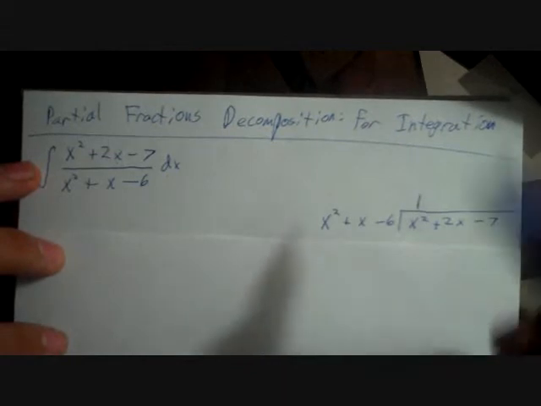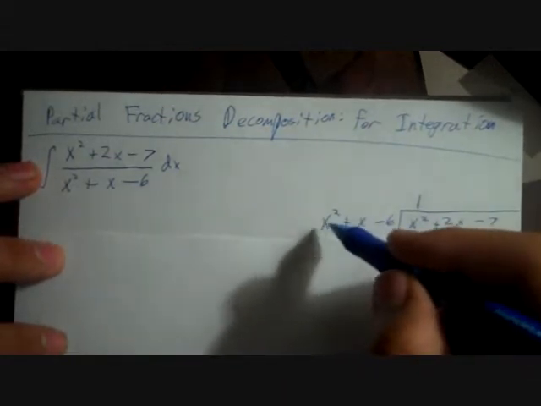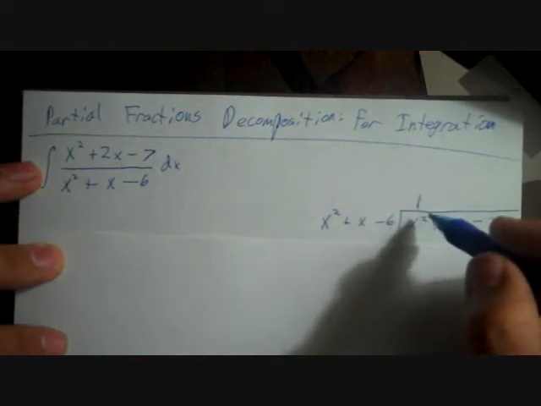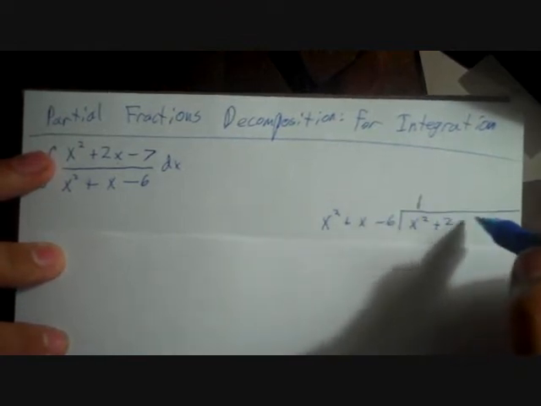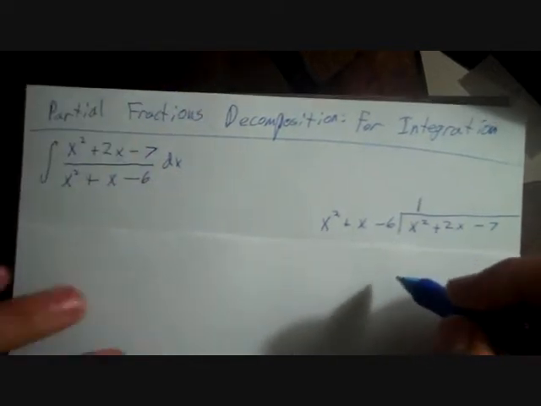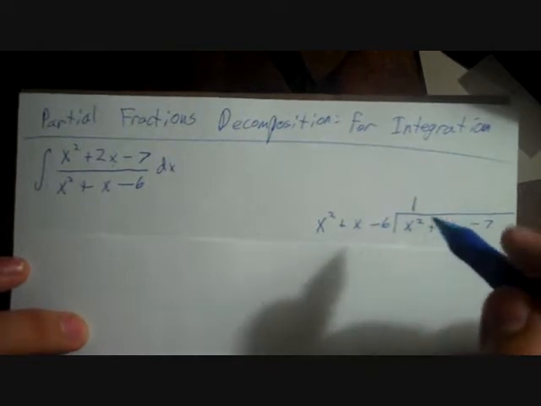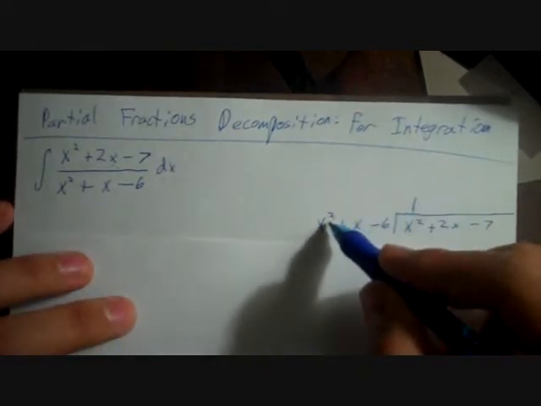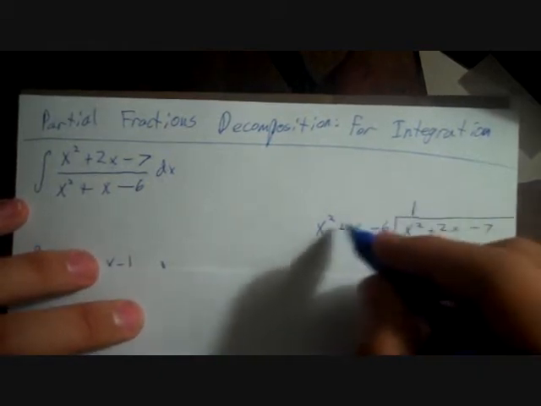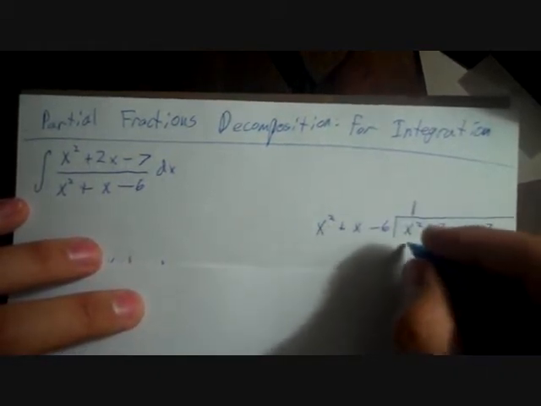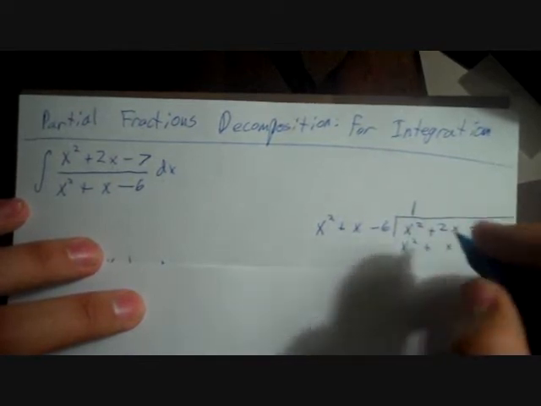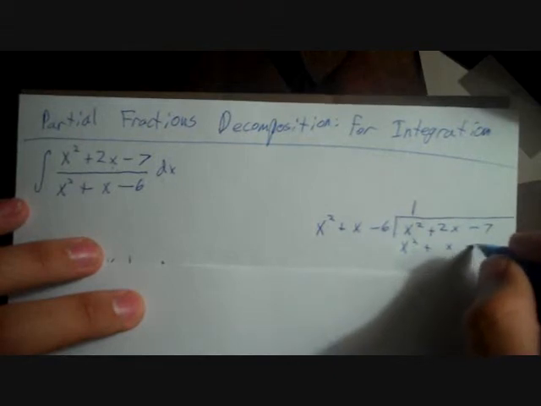If we do some long division, we'll set our denominator on the outside, so x squared plus x minus 6, and on the inside we'll have our numerator, x squared plus 2x minus 7. Long division works the same way for polynomials as it does for regular numbers. What do we have to multiply x squared by to get x squared? Well, just 1. So we'll have x squared, and 1 times x, so plus x, and 1 times negative 6, so minus 6.